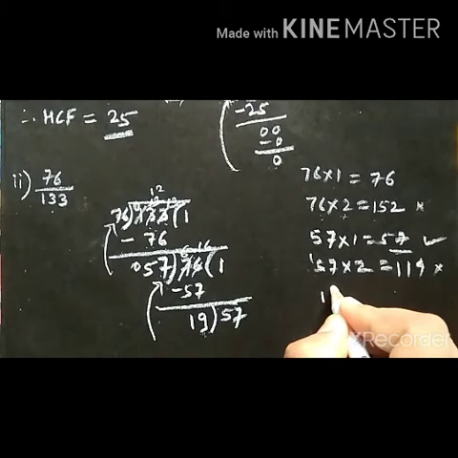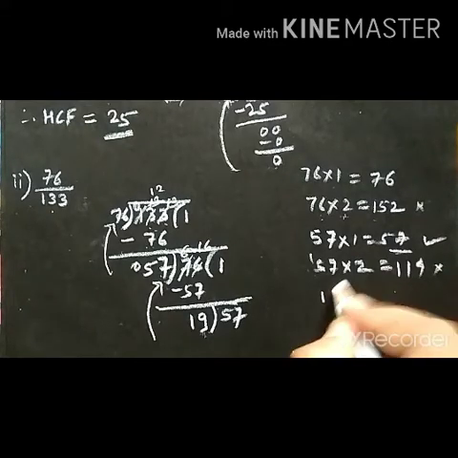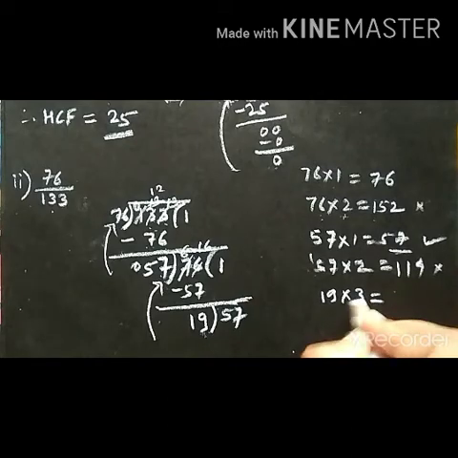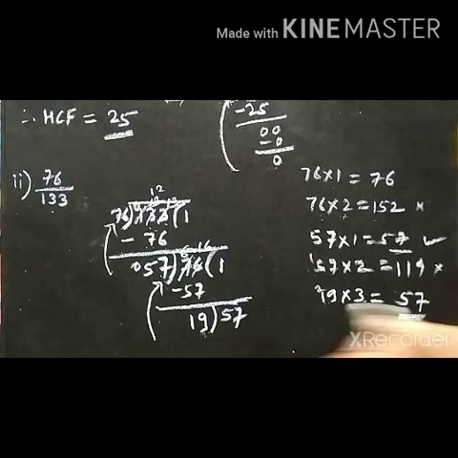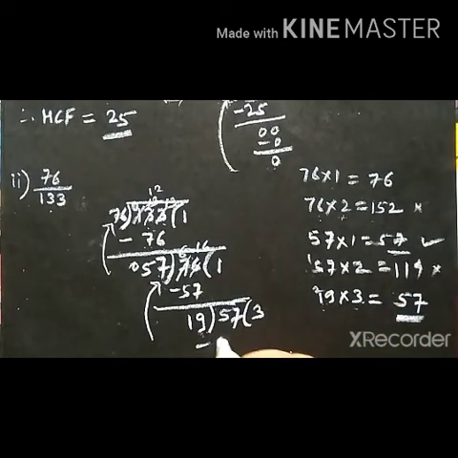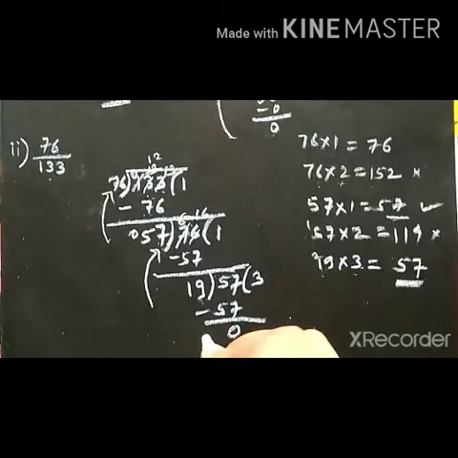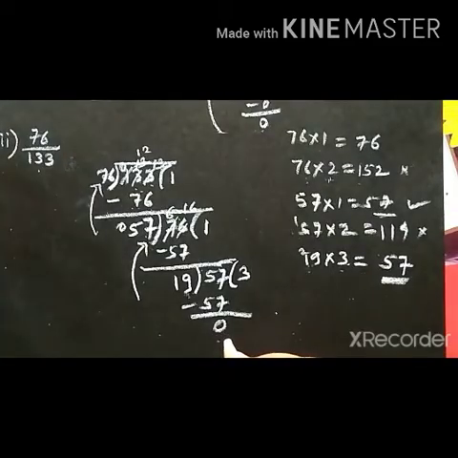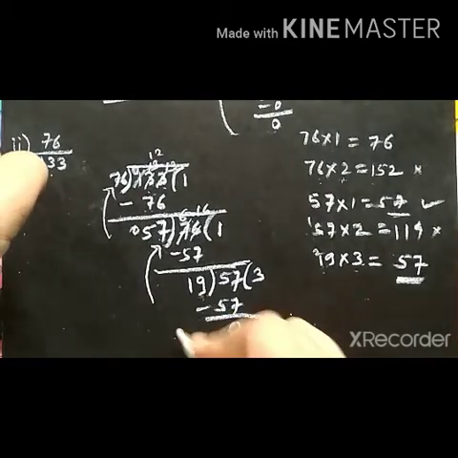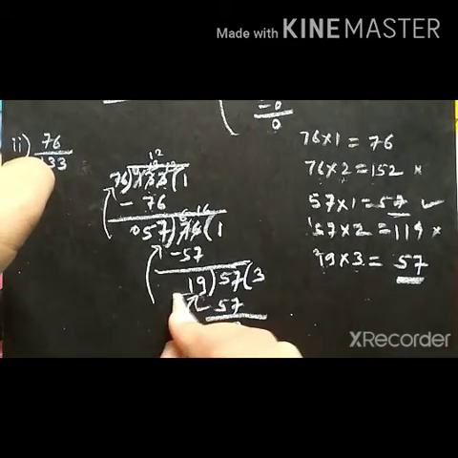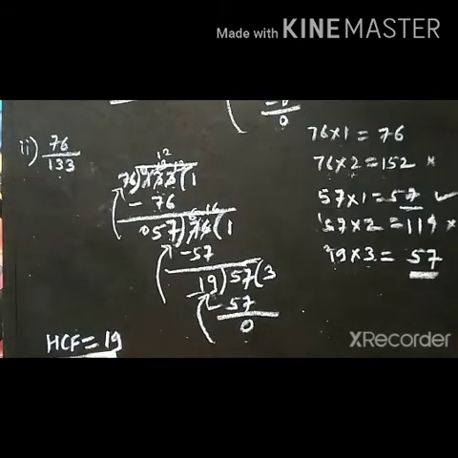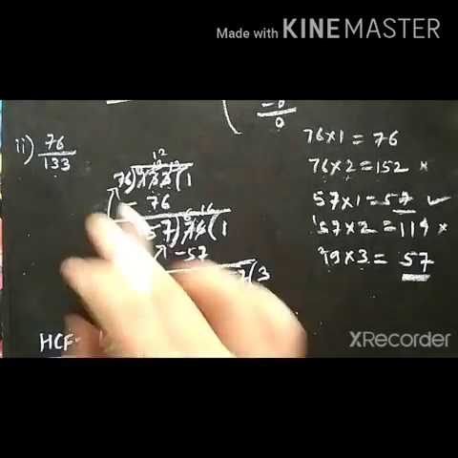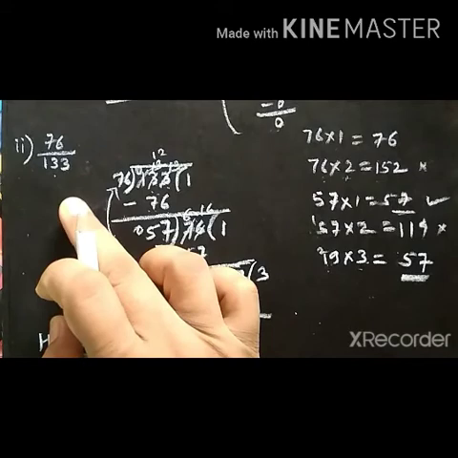Now check. 19 ones are 19, 19 twos are 38, and 19 threes are 57. See, 19 threes are, 3 nines are 27, 2 carry, 3 ones are 3 plus 2, 5. So 19 threes are 57. So here remainder becomes 0. Remainder becomes 0. It means that we have to consider the previous divisor, that is this divisor, and this divisor is the HCF. Therefore HCF is equal to 19. So 19 is the HCF of 76 upon 133.